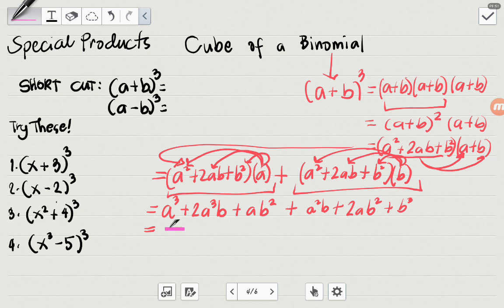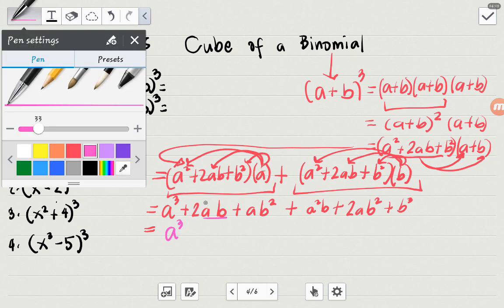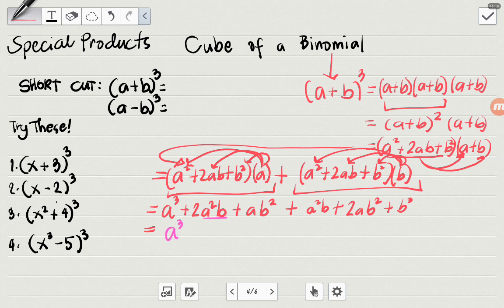Okay. So, let's have a cube. Like terms ni a cube. Oh, no, sorry. This should be a square. Mali yung pagkakasulat ko. Ito yan. A times 2ab. That's 2a square b.